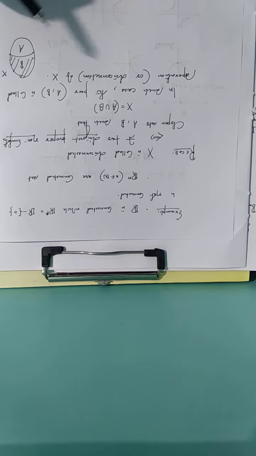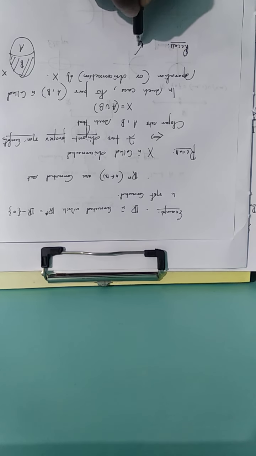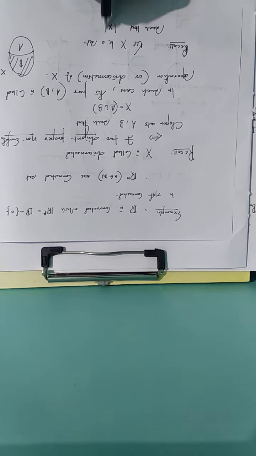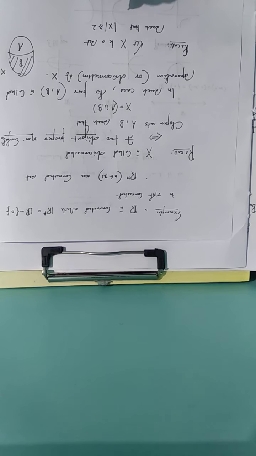And here one example, one recall is very much important for any space. Let X be a set such that it contains at least two elements, that is the cardinality of X is greater than or equal to 2, with the discrete metric.